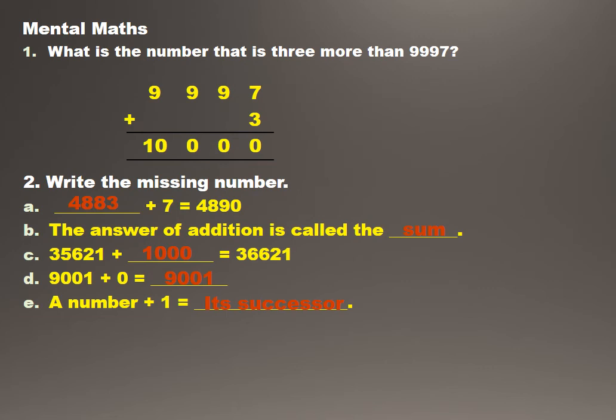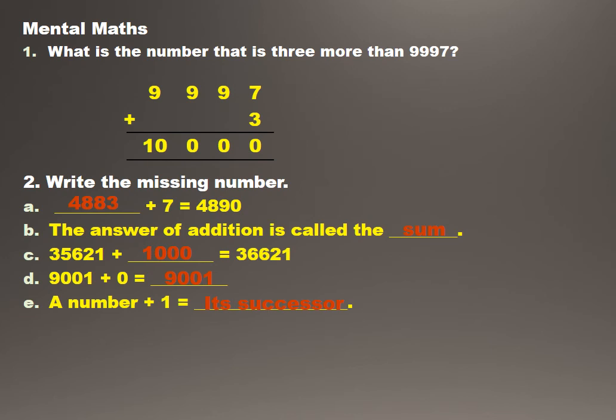Write the missing number. Second question. A part, dash plus 7 is equal to 4,890. How you are going to calculate it? So simple. You have to subtract 7 from the given number. The number given is 4,890. So subtract 7 from that number. Whatever answer will come, that you have to fill in the gap. So 4,890 minus 7 is equal to 4,883.